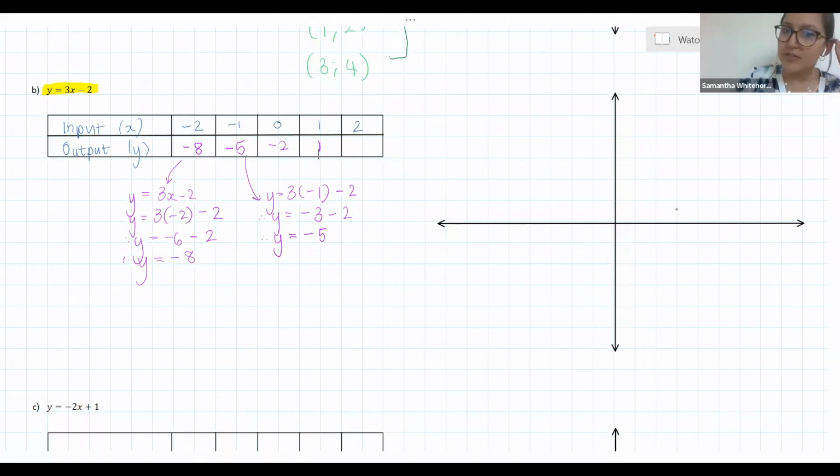Lundeka, would you like to give us the last one? Yes, ma'am. I think the answer is 4. Fantastic. Thank you, ma'am. 3 times 2 is 6, minus 2 is 4. Perfect. Well done. Thank you.